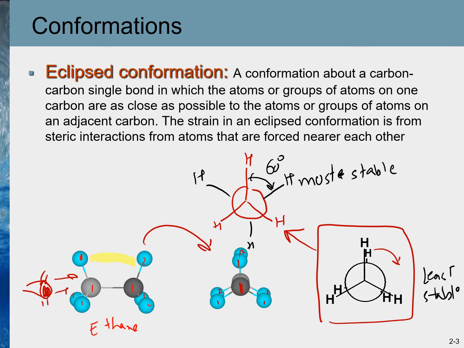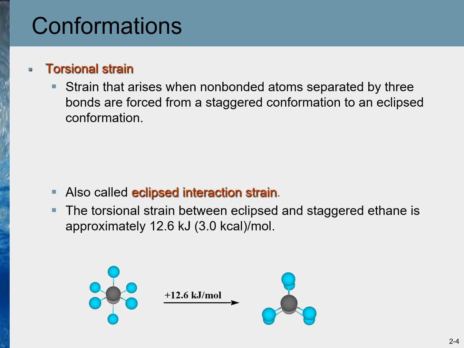If the staggered conformation rotates by another 60 degrees, it will go back to eclipsed. So for every 60 degree rotation, the conformation will go from eclipsed to staggered, and a further 60 degree rotation means it will go back to eclipsed. And the cycle continues. In principle, there can be an infinite number of conformations possible in the ethane molecule.